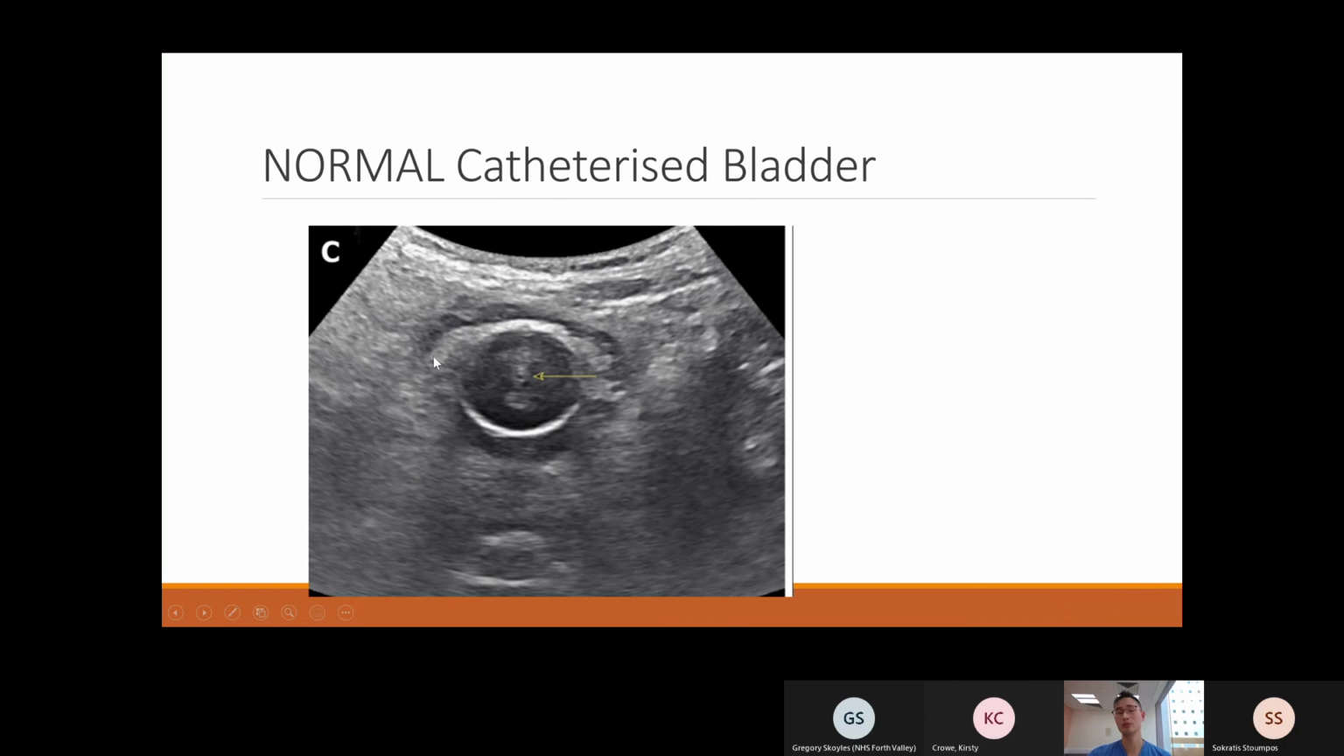Sometimes it's quite difficult because the balloon is quite small, and you often have to fan back and forth looking for the balloon. But essentially, if you don't find a bladder in a catheterized patient, that's normal, that's good, because the catheter is in the right place.